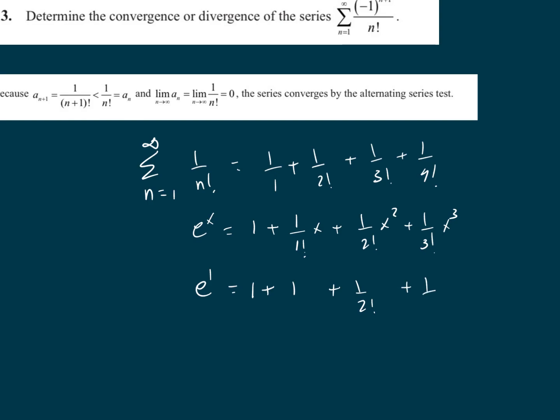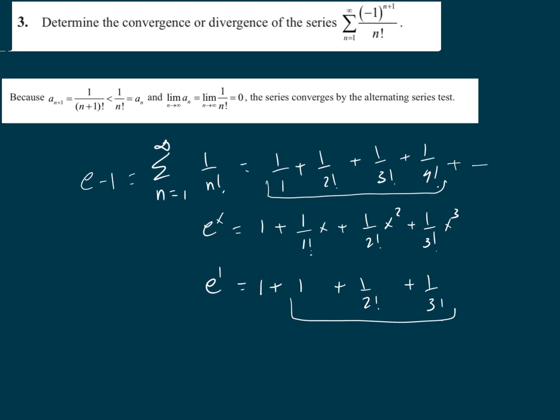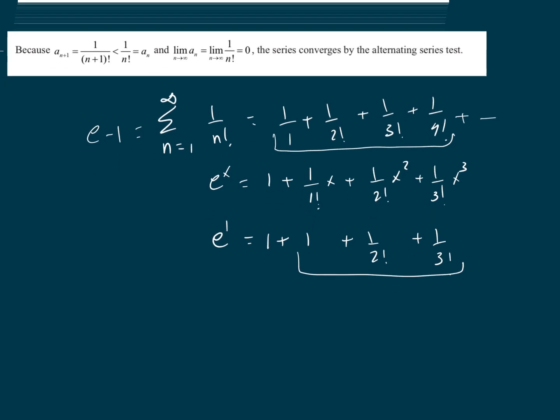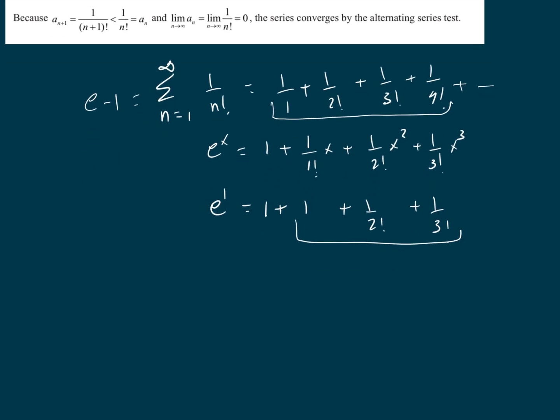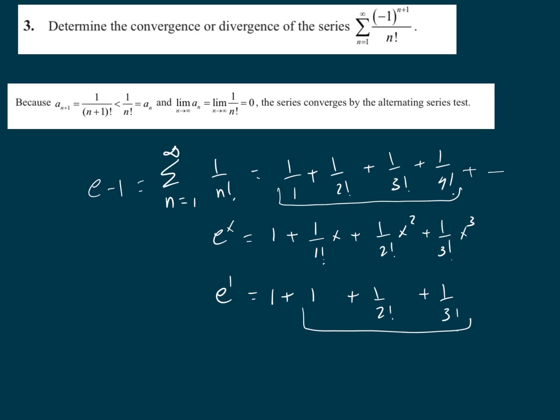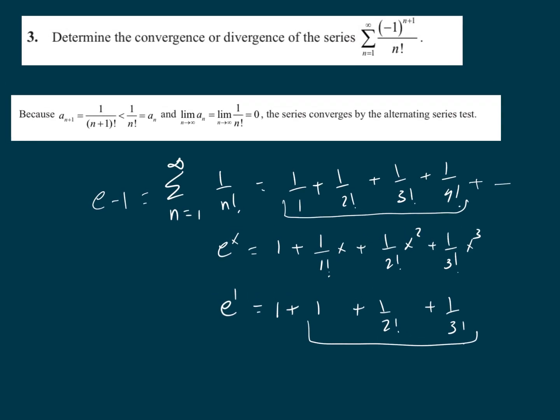If x equals 1, 1 squared will be 1 and 1 cubed will be 1. So this part that appears here is 1 plus 1. So this infinite sum will be e minus 1. E minus 1 is clear. Okay, so now we have the alternating series. The alternating series is minus 1 to the n plus 1. This series starts at n equal 1.